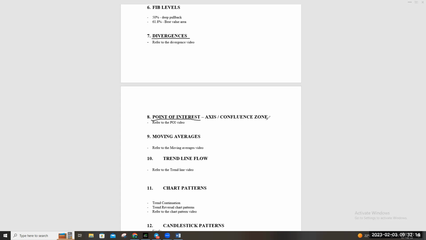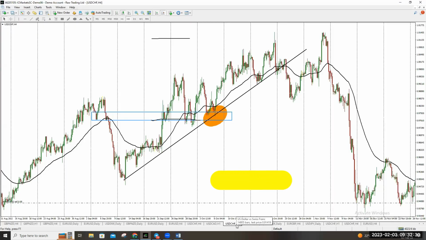A chart example on point of interest, you see this area here has been a flip zone. It was identified first as a demand zone or a buy zone.